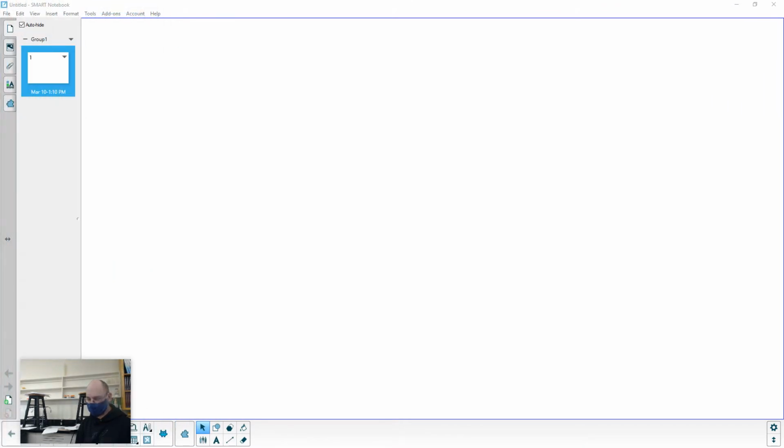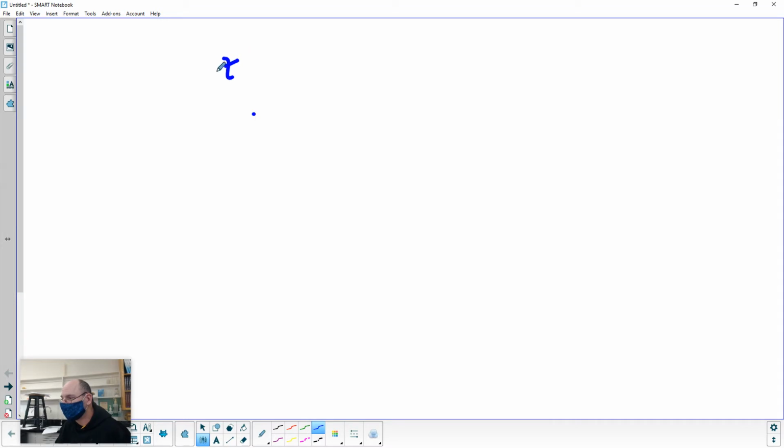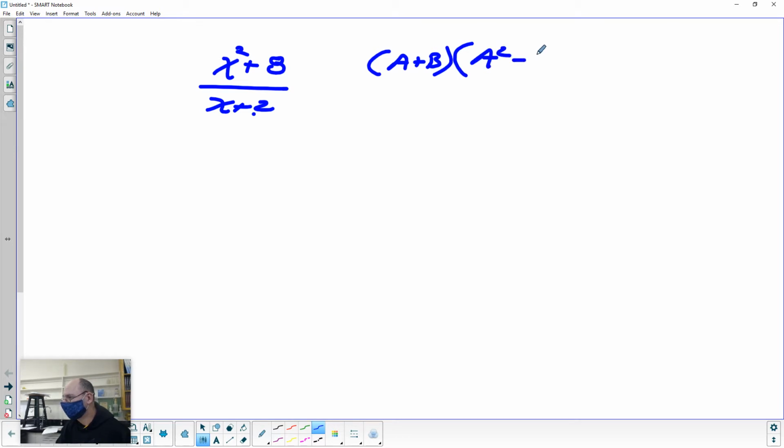So if we're doing something like that, I'll work this one similar with you here. Just let me grab my pen. There it is. Okay, so you get x cubed plus 8 over x plus 2. So if you're trying to factor this, the formula for that is a plus b times a squared minus ab plus b squared. And that's in the notes somewhere on how to factor a sum of cubes.